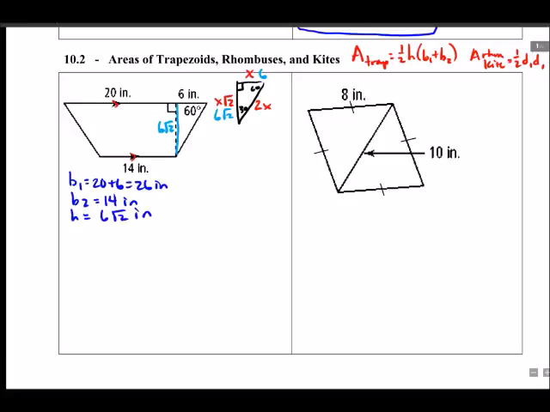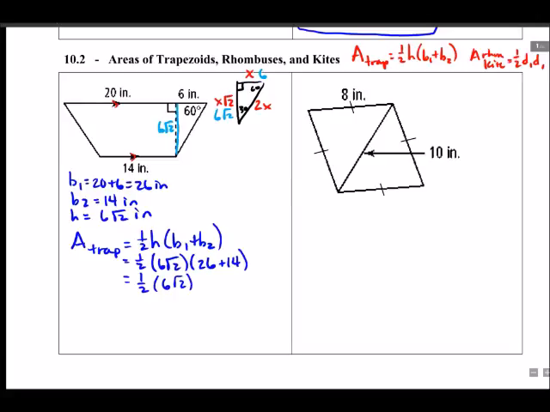We have everything we need. So the area of a trapezoid, we write our formula here. 1/2 times height times the sum of the bases. We substitute in. Our height is 6 square root 2. Base 1 is 26 plus 14. So that is 1/2 times 6 square root 2. You do the sum of the bases first. Parentheses are always first, so that's 30. And then we just multiply our regular numbers, this and this and this.